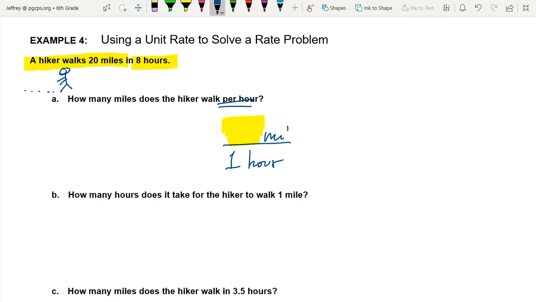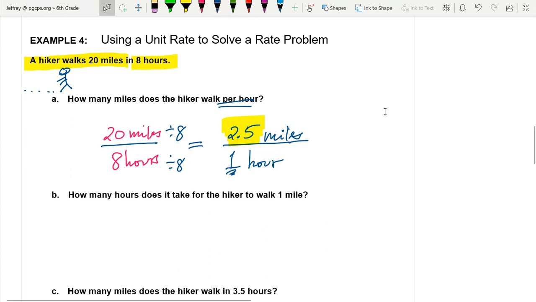That means we're looking for how many miles? Good. So it's always nice if we can organize our data. We're looking for the number of miles for 1 hour, but what do we know? We know that the hiker walks 20 miles in 8 hours. So how do we get the unit rate? We're just dividing by the same number, which is divided by 8. Why 8? Because 8 divided by 8 will get you 1 hour. So 20 miles divided by 8 will give you 2.5 miles. So the hiker walks 2.5 miles in 1 hour.